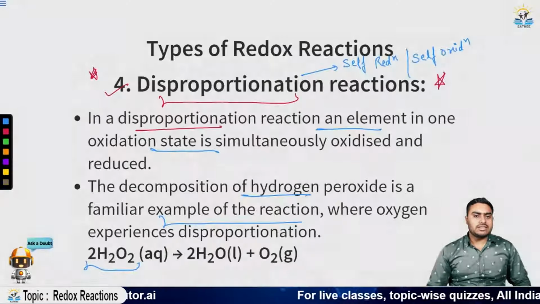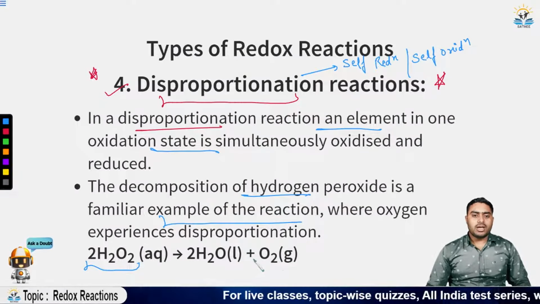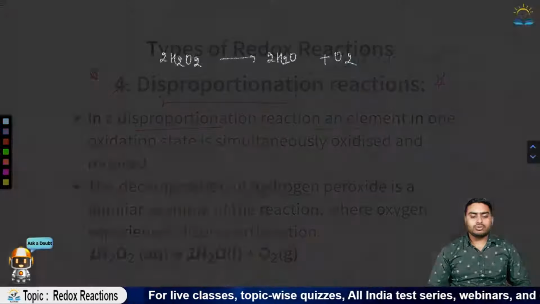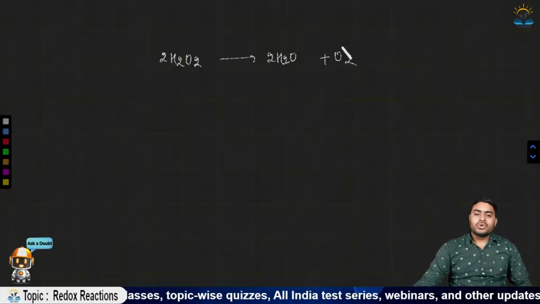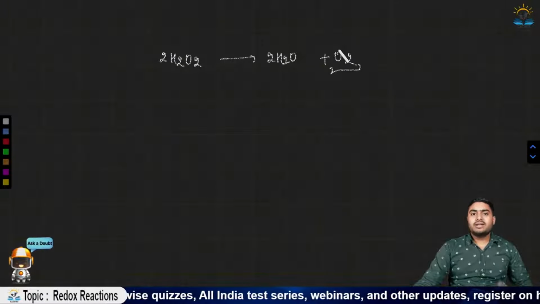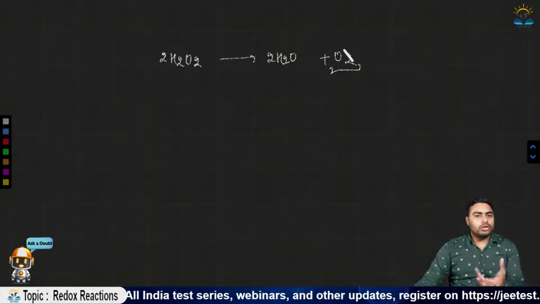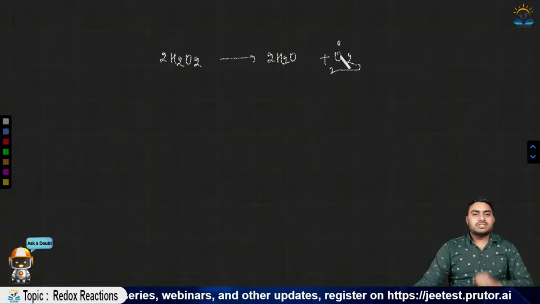2H2O2. I'm not writing the states, you can write the states here. Okay, aqueous, liquid and gas. Okay, 2H2O2 gives 2H2O plus O2. So O2 is in its elemental, molecular form, and so it is 0.